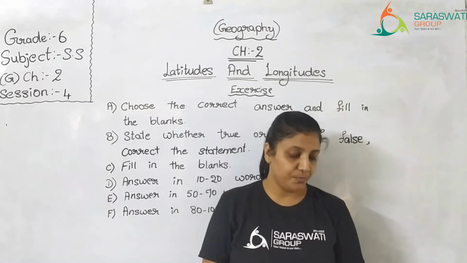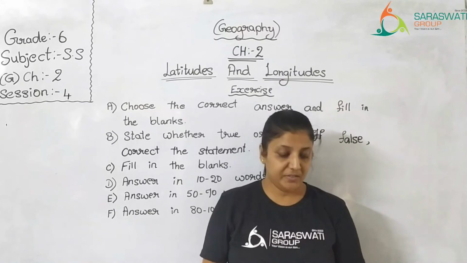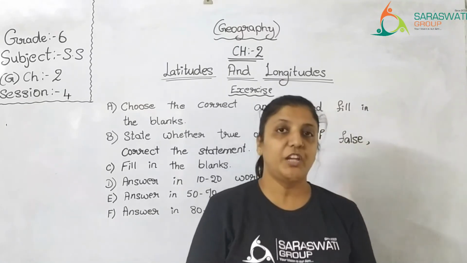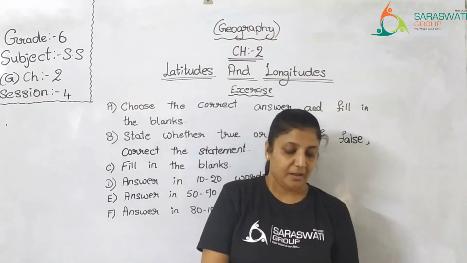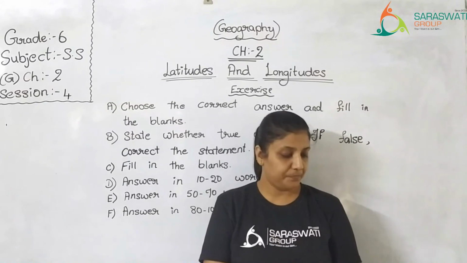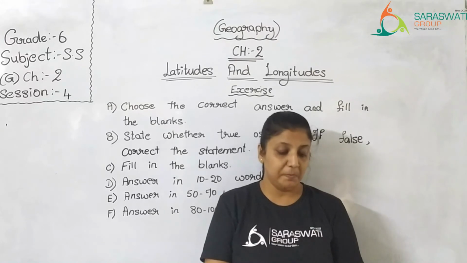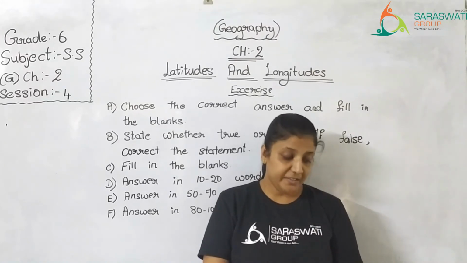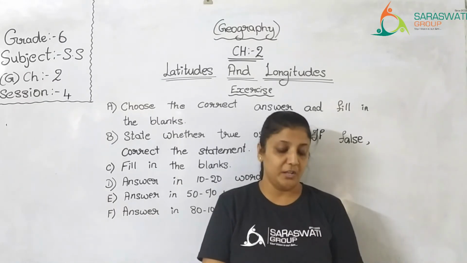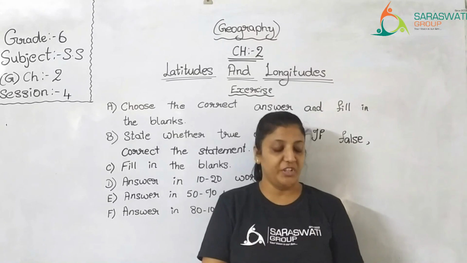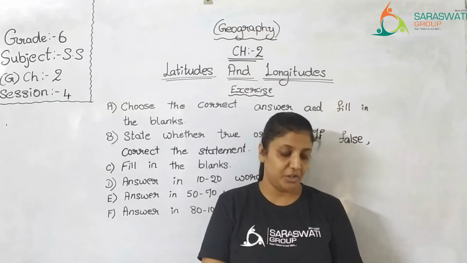Next, question number 2. What do the terms GMT and IST stand for? GMT and IST, what do they stand for? That is, what do they mean? Answer, GMT stands for Greenwich Mean Time. It is the time of the prime meridian which passes through the British Royal Observatory at Greenwich in London and is taken as the 0-degree longitude.